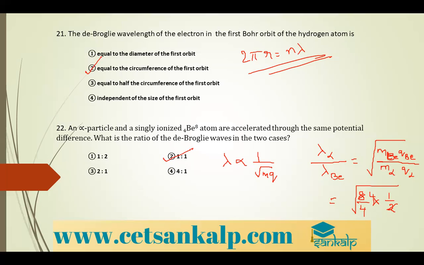Okay, you have to remember this. Atomic mass 8, alpha particle 4, charge 1, 2. Singly ionized is not 2, it is 1. So alpha is 2 times of the electron. Understood?